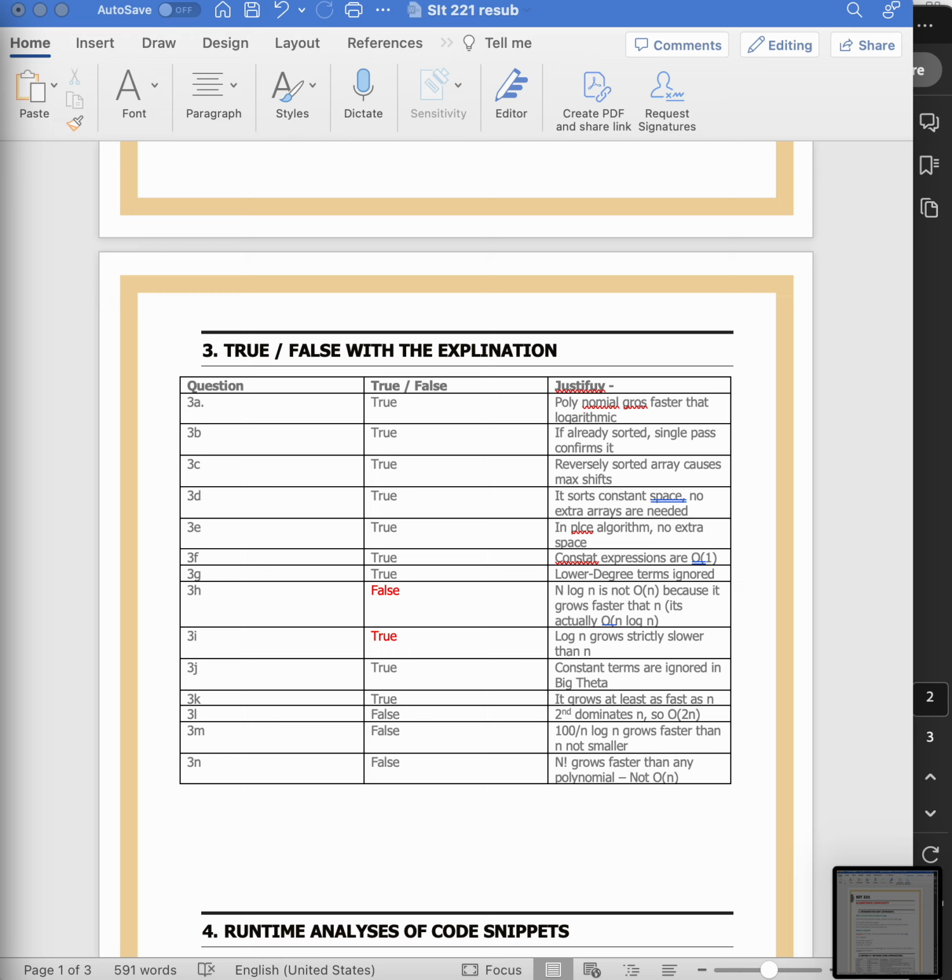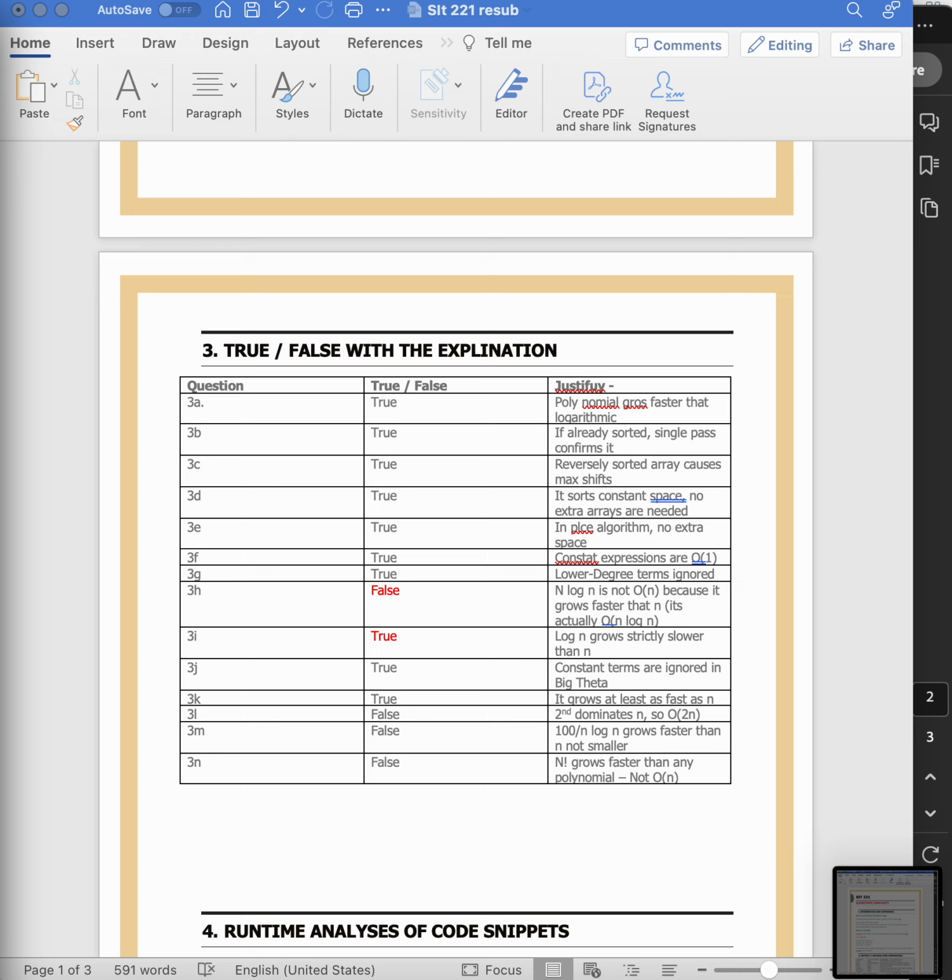3H was false. It said n log n equals big O n, but n log n grows faster than n, so it's not big O n. It would be big O n log n.